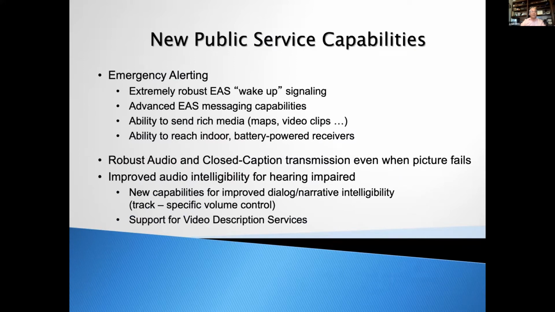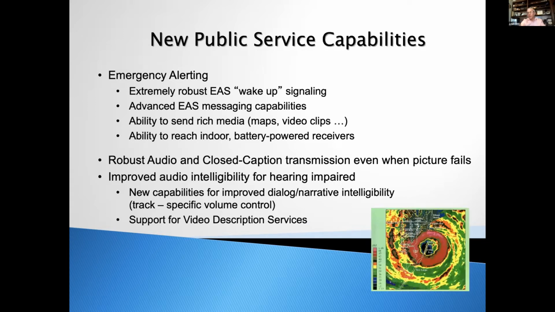So this is new public service capabilities. We know all about the emergency alerting. We have the extremely robust EAS, the wake up signal, that's the bootstrap, with the messaging, and we know what this can do. This is rich media we can send. So now there's a tornado coming to one particular area, you can send dynamic maps, you can send video clips, you can reach indoor powered receivers.